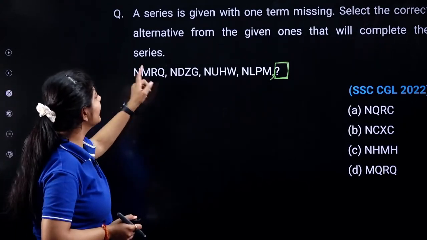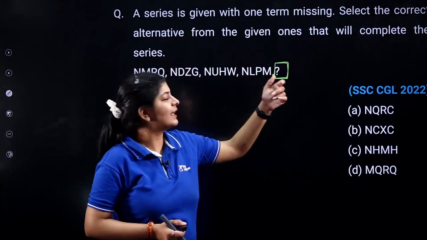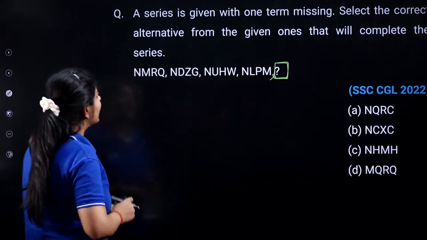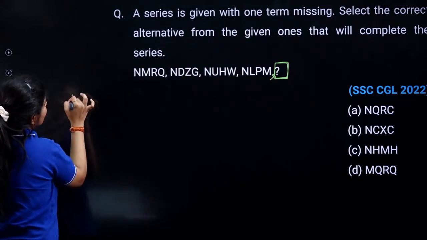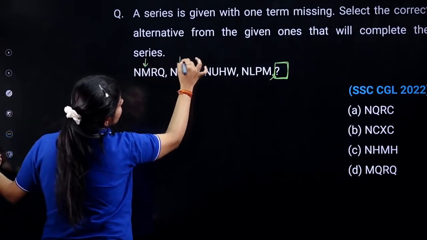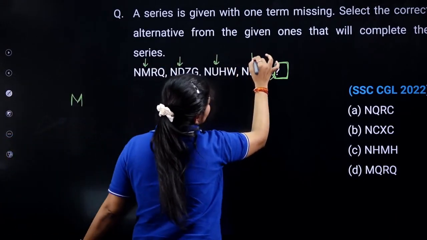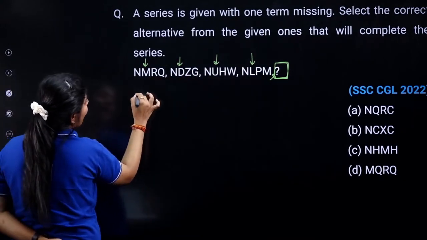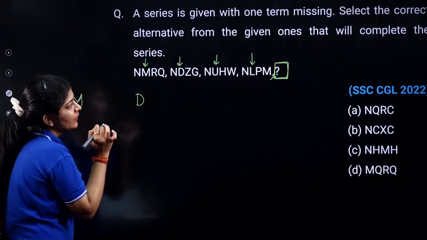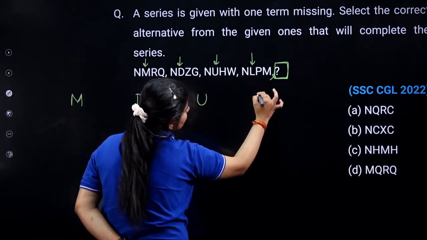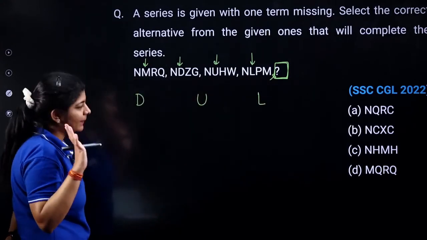As we know that the initial letter of each and every part is N, so we are not going to consider it. We are going to consider the rest of the letters. The first one is M. After that, I am only going to consider the second letter of each and every cluster that we are having. Now M is changed to D, this D changed to U, and this U changed to L. Right? This is the one pattern.